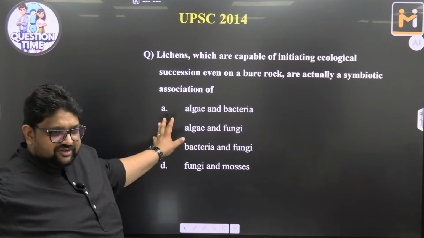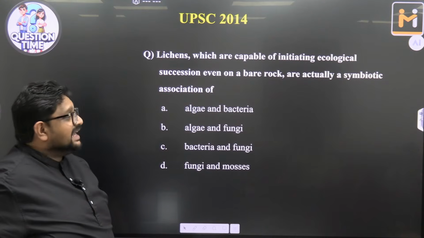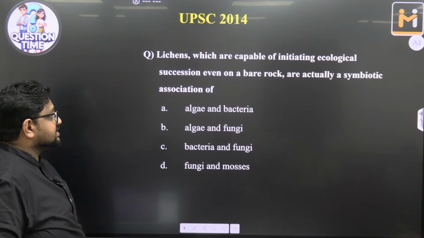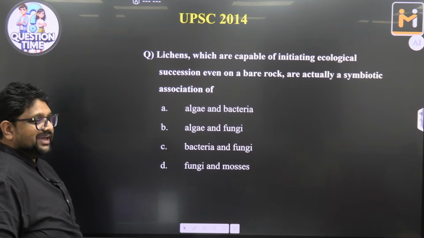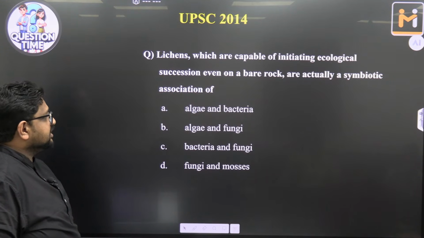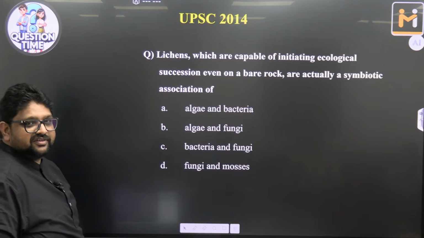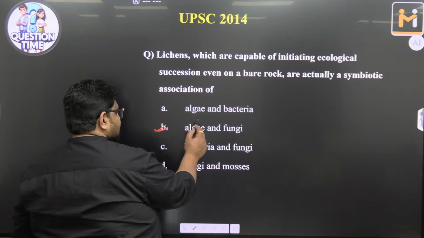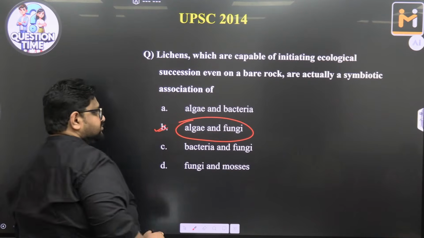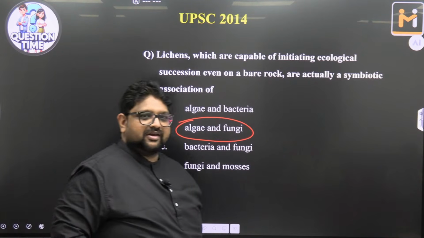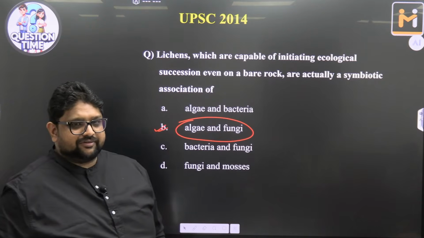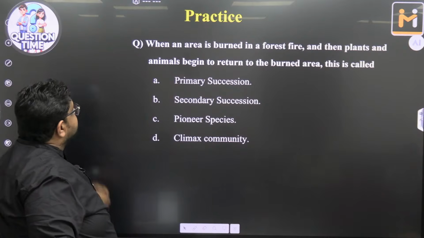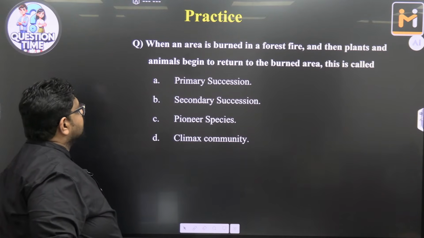Lichens, I know you know this answer, we have already discussed. Lichens, which are capable of initiating the ecological succession even on a bare rock, are actually a symbiotic association of, what is the answer? Algae and fungi. Okay.